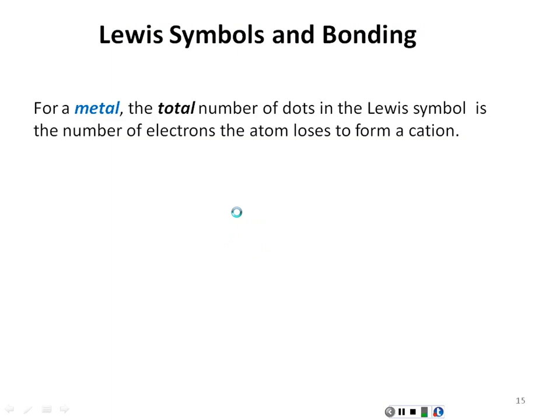For a metal, the total number of dots in the Lewis symbol is the number of electrons that atom loses to form a cation. So if we draw the Lewis symbol for magnesium, it would be shown here, magnesium with 2 dots. Now magnesium is going to lose those 2 dots. It's a metal. It wants to give up electrons, and it goes to the Mg2+ cation.